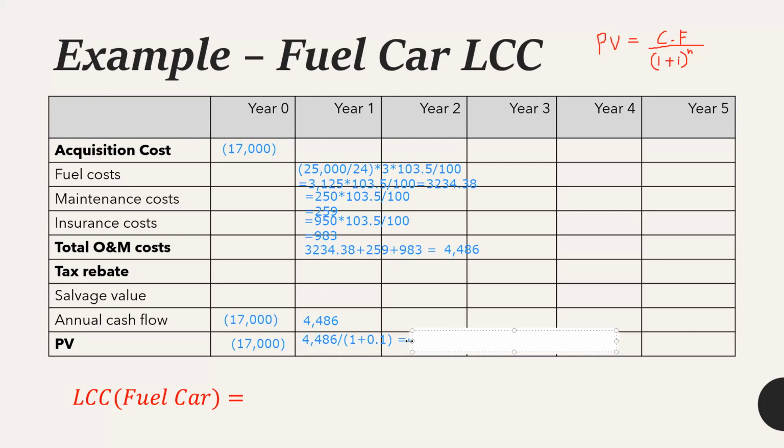Since this is a cost, you should put these brackets as well. These brackets simply indicate that these are costs, negative values. Are we clear on this year 1 calculation? Can you do the year 2 calculations alone now?